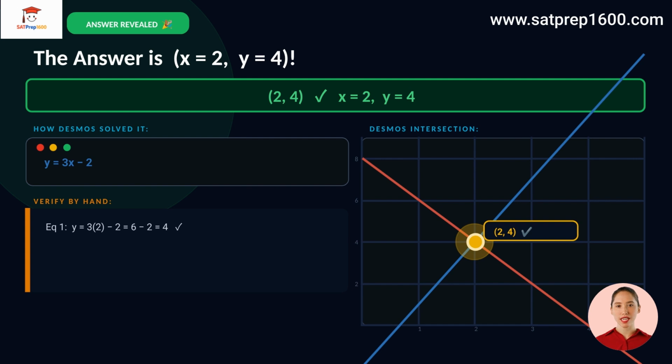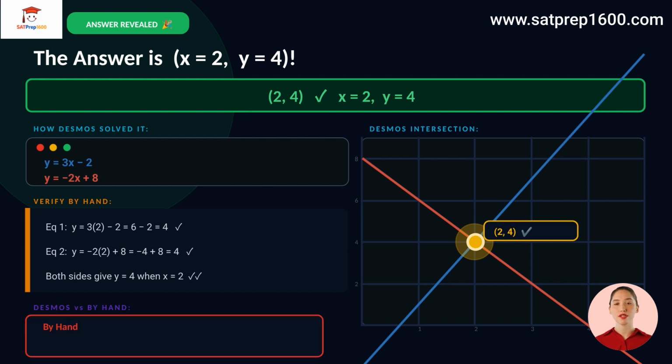Equation 1, y equals 3 times 2 minus 2, which is 6 minus 2, which is 4. Check. Equation 2, y equals negative 2 times 2 plus 8, which is negative 4 plus 8, which is 4. Check. Both equations give you y equals 4 when x equals 2. That's the definition of a solution to a system. It satisfies both at the same time.